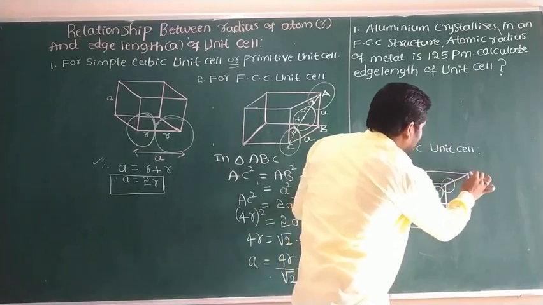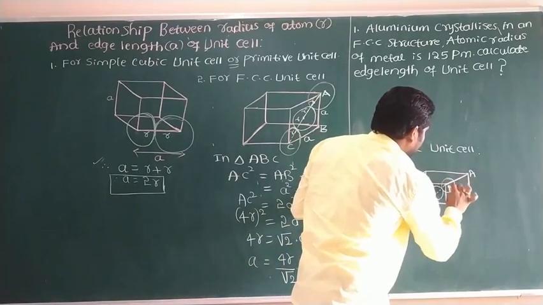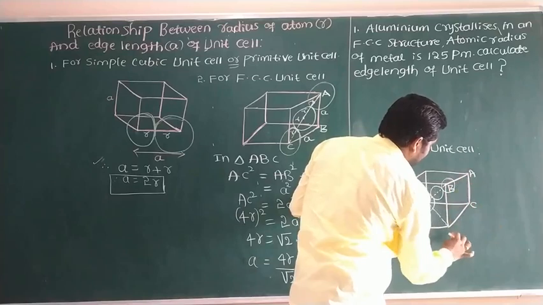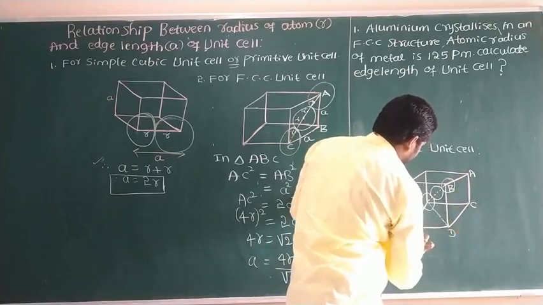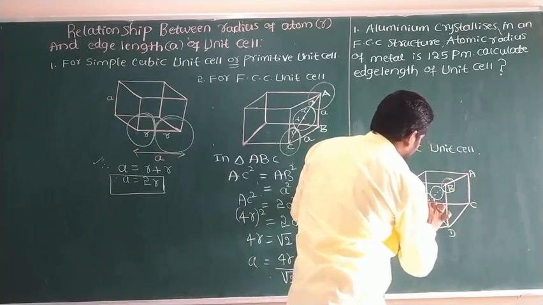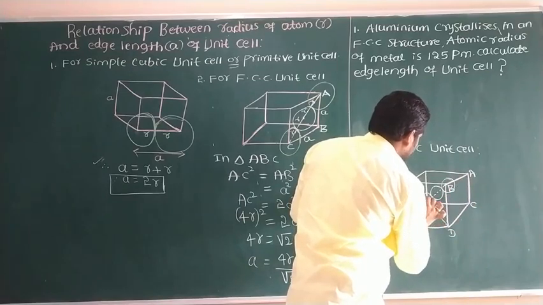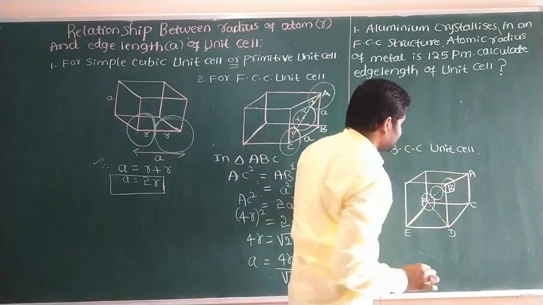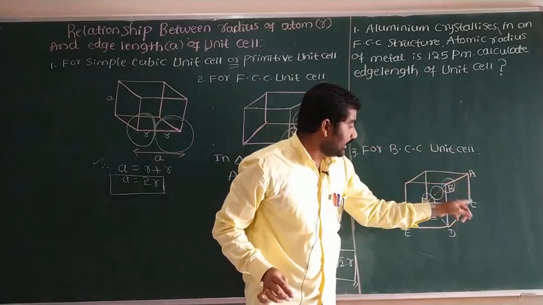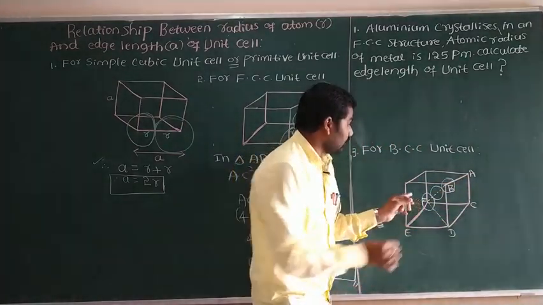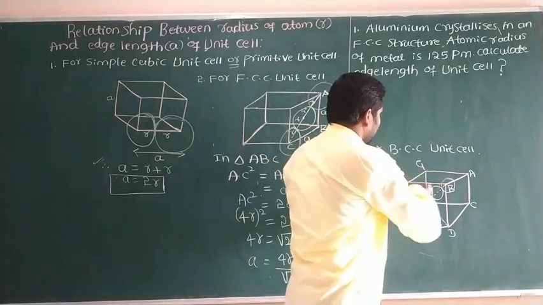Okay. So, here we will represent this as A, this is B, this is C, this is D, this is E and this is F. This is represented as F. This is A, B, C, D, E, F and this is G and this is H.